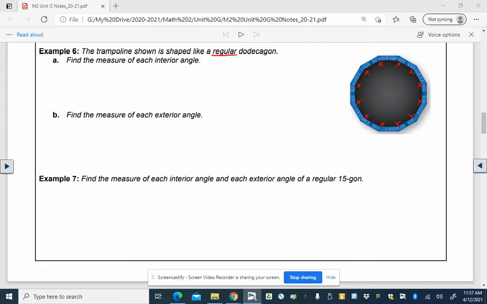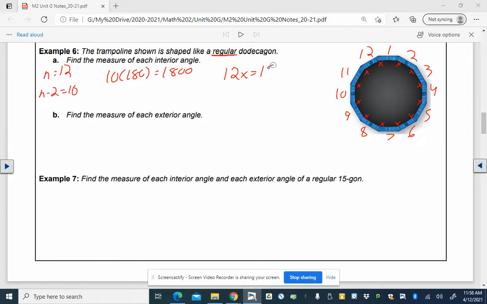I know there are 1, 2, 3, 4, 5, 6, 7, 8, 9, 10, 11, 12 sides. So n equals 12. Before I can start figuring out what each of the x's are, I need to know how many degrees are inside this shape. So n minus 2 would be 10. 10 times 180 is 1,800. So I know that if I add all of my x's together, I'm going to get 1,800. Since all my x's are the same size, I can just do x plus x plus x and end up getting 12x equals 1,800. Divide by 12. So each interior angle is going to be 150 degrees.